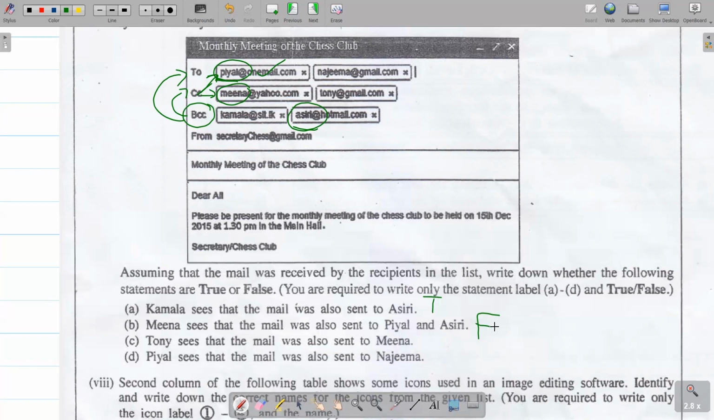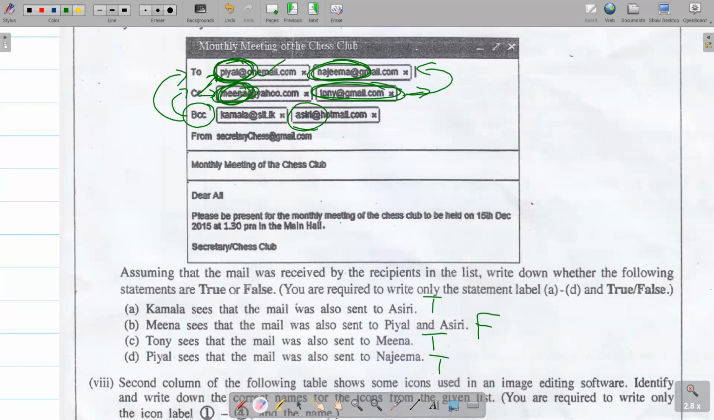Tony sees that the mail was also sent to Meena. Tony can't see that. Tony is CC1. He can only see the To section, but not the BCC. But Meena is a BCC. Hold on, I'm sorry, my bad. Meena is a CC1. So yes, of course, Tony can see Meena because they are in the same CC section. So this is true. PR sees that the mail was also sent to Najima. PR is in the To section, Najima is in the To section again. Yes, of course, they can see. So this is true as well. So the answers are true, false, true, true.